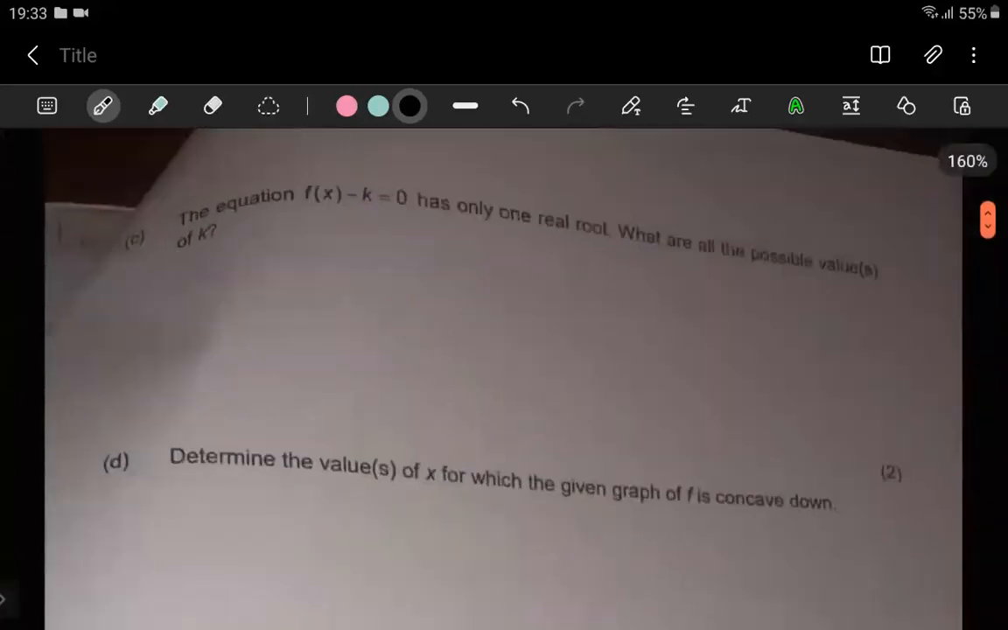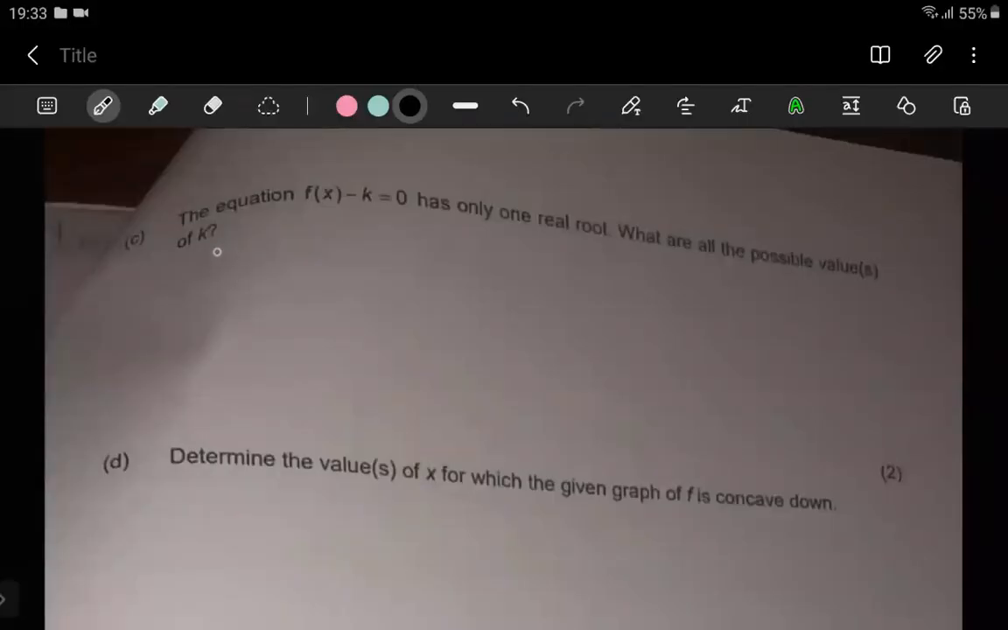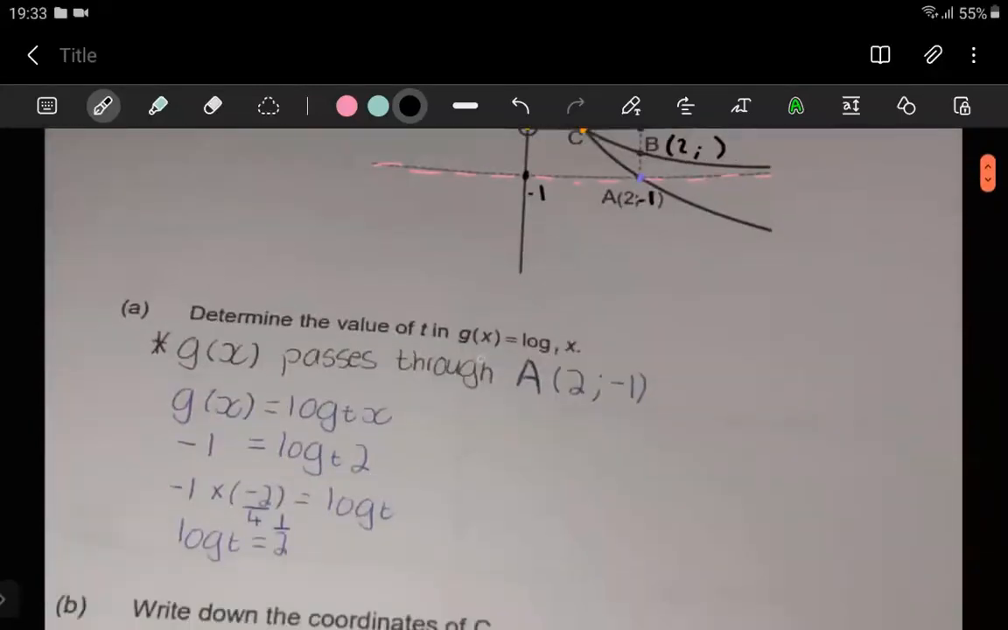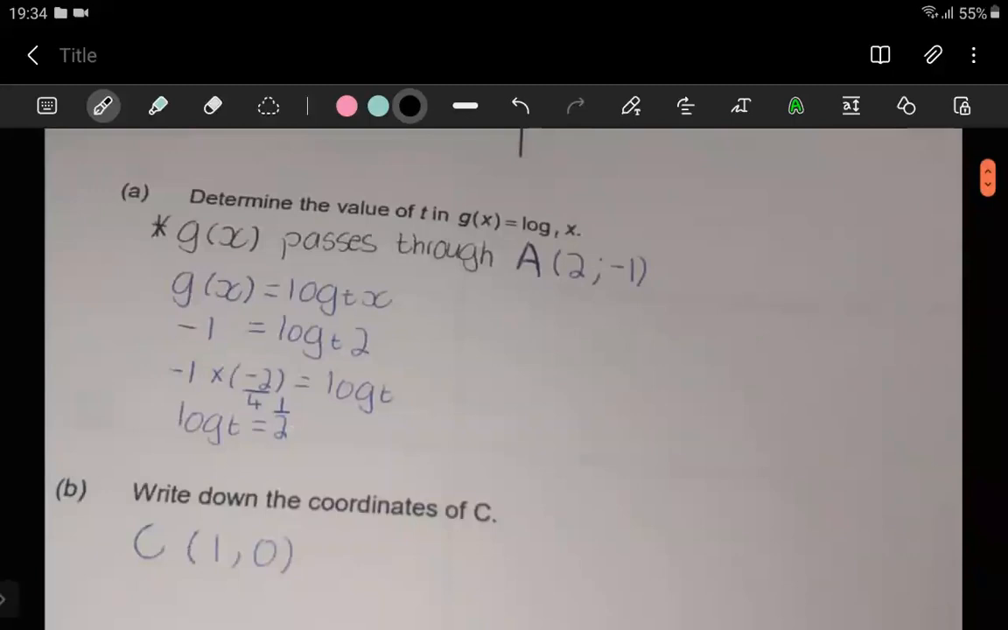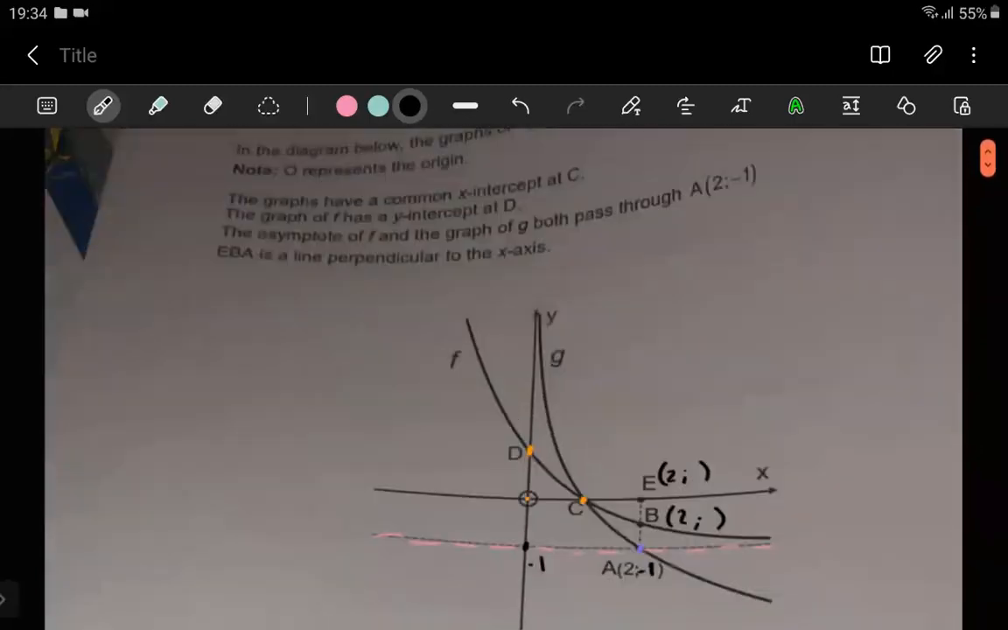And then, so here it says the equation of f. What is the main question? We should determine the values of whatever. Okay, determine the value of t. So you equated the two equations here. No. You put in a coordinate, then you got t as a half. And then here the coordinate of c, you got it to be 1 coordinate 0.